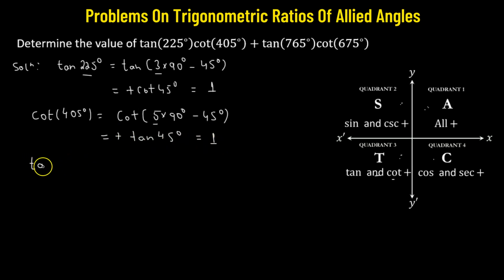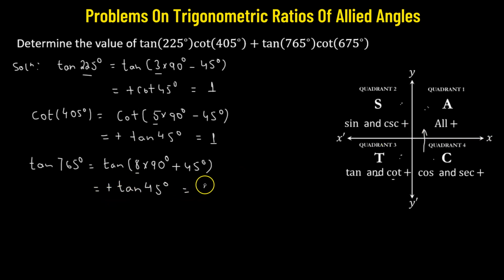Now moving on to the third one, we have tangent of 765 degrees. Now we know that 8 times 90 degrees is 720 degrees. But we are short of 765 by 45 degrees, so we're going to add 45 degrees to it. Now we have an even multiple of 90 degrees, so we will have tangent only. So we're going to get tangent of 45 degrees. Now 8 times 90 means we are back in the fourth quadrant because 8 is a multiple of 4. But we are adding 45 degrees to it, which will take us to the first quadrant where everything is positive. So this value is going to be equal to positive 1.